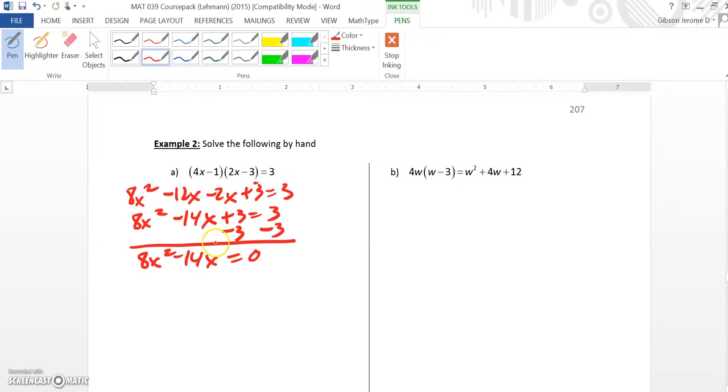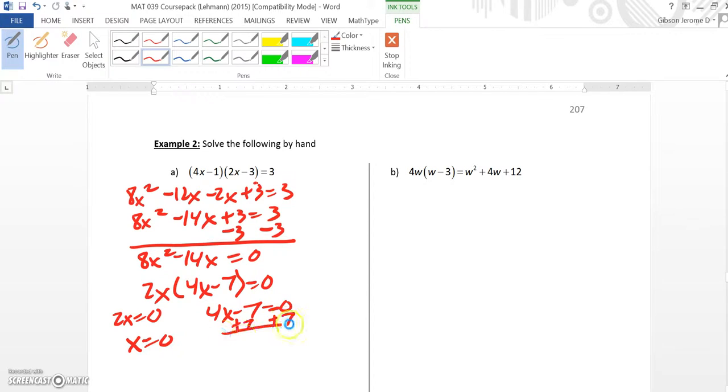Now, with 8x squared and 14x, they both have 2x in common. So we can factor out a 2x, and that will give us 4x minus 7 in parentheses. So we will set both of these values equal to 0. And this will give us x equals 0. And here we will add 7 on both sides. We have 4x equals 7. Divide each side by 4. And x is 7/4. So these two are your answers. X is 0. Well, I'll write it down here. X is 0, or x is equal to 7/4.